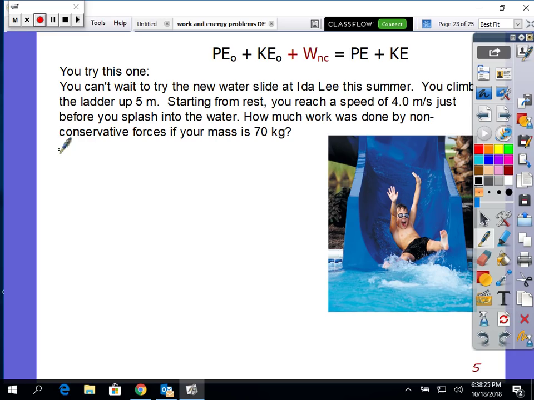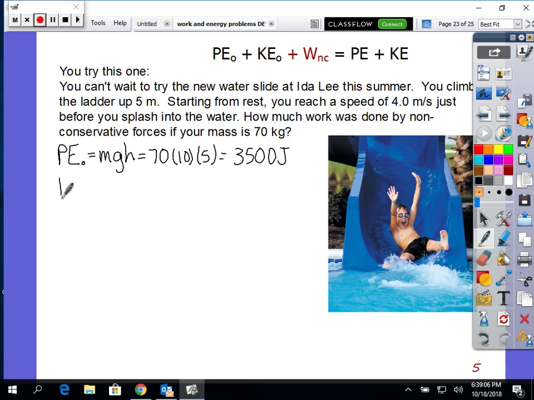So I'm going to say the initial potential energy, now we're starting at the top of the slide. So that's going to be mgh. Notice we're just using gravitational potential energy because there's no springs here. Those are the only two we know about so far. And I'm going to just plug in the numbers. The mass is, your mass is 70 kilograms times 10 times 5 meters. And that gives us 3,500 joules.